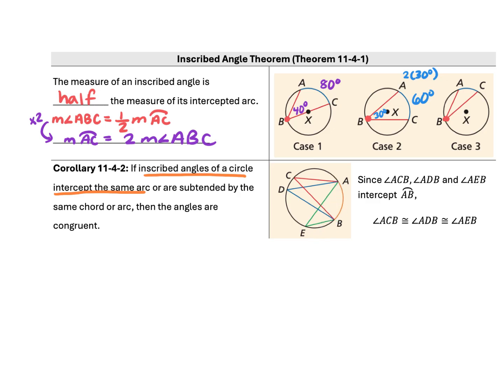Since each of those 3 angles intercept the same arc, you can see that arc AB right here in orange is intercepted by all three of those angles, we would be able to state that all three of those angles are congruent.